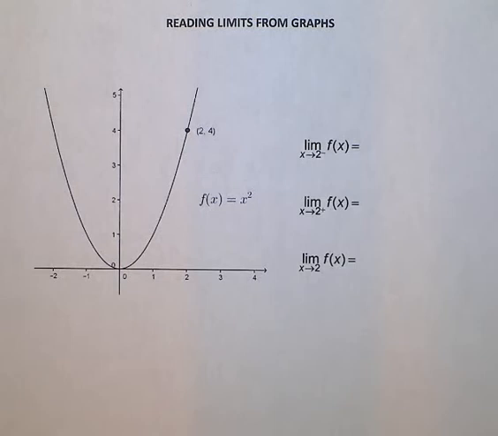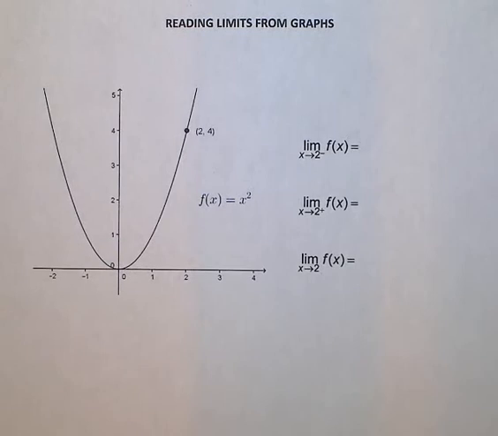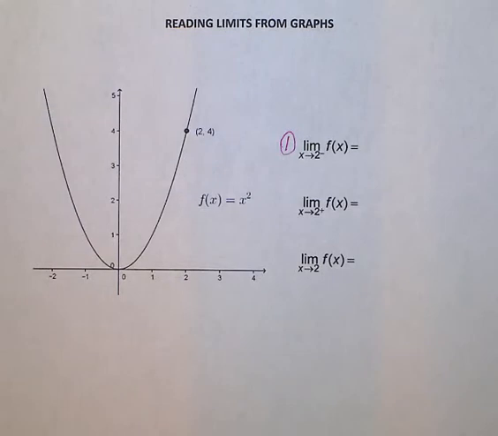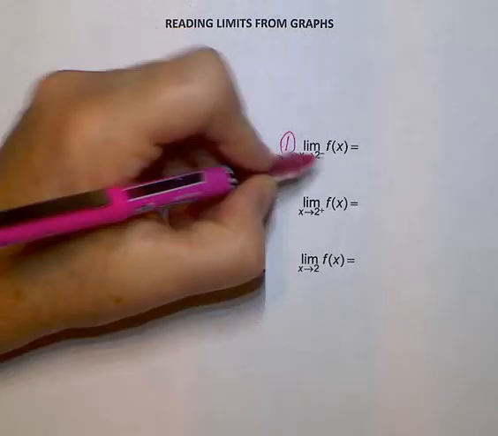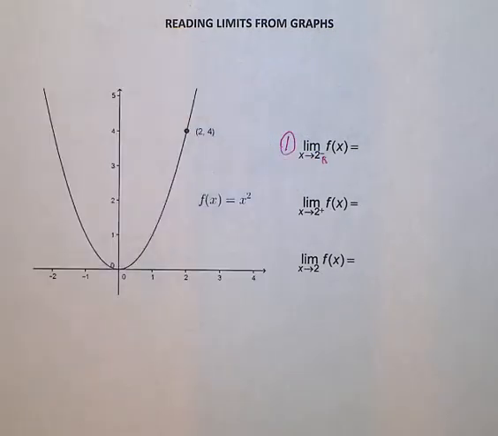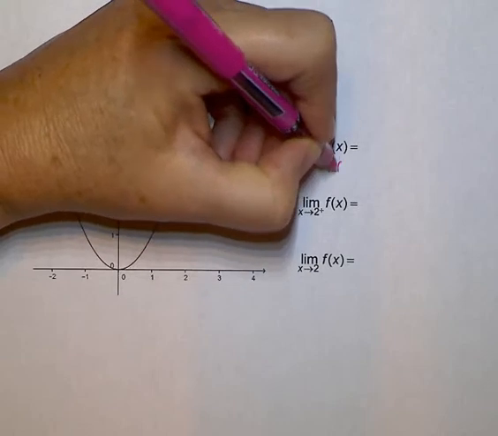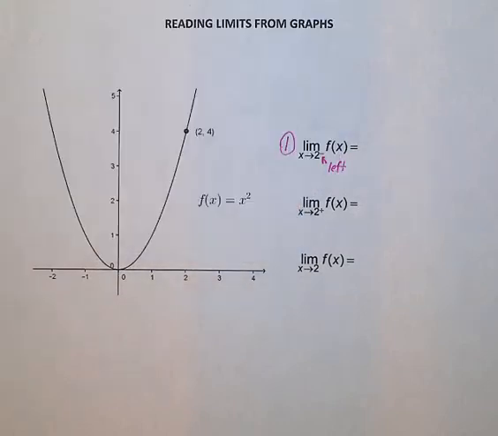Okay, here we have a graph of a function. It happens to be the function f of x equals x squared, and there are three different limit questions we're going to look at. The first one is, limit as x approaches 2 from the left of f of x. This little minus sign here doesn't mean a negative sign. It's just a notation that means coming in towards 2 from the left.